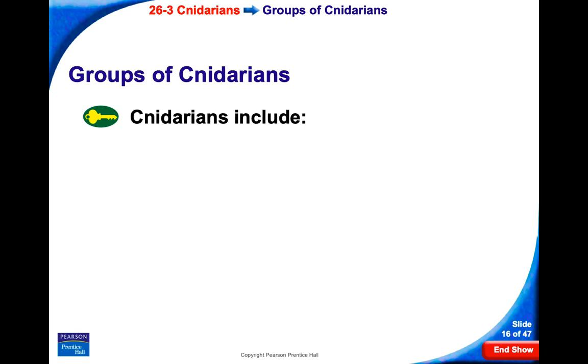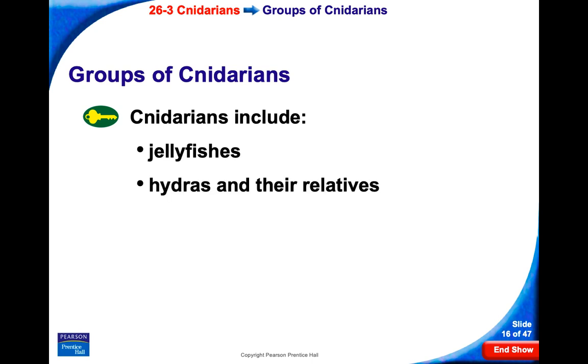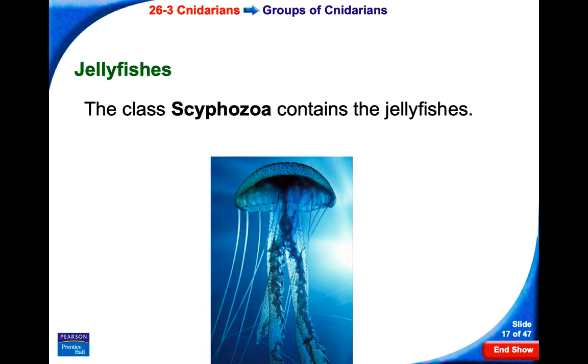Okay, so that's a really quick rundown of some of the main characteristics of cnidarians. Now, in terms of types of cnidarians, there are a number of groups. So there are jellyfishes, and the majority of cnidarians fall in this group. There are hydras and their relatives, and sea anemones and corals. Okay, so let's go through these really briefly to finish up these notes.